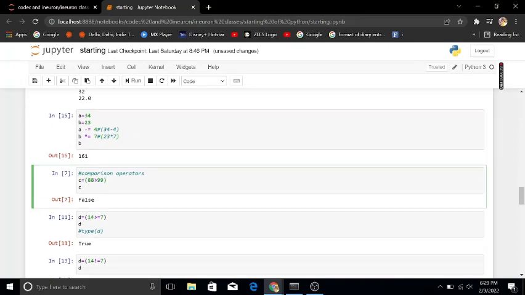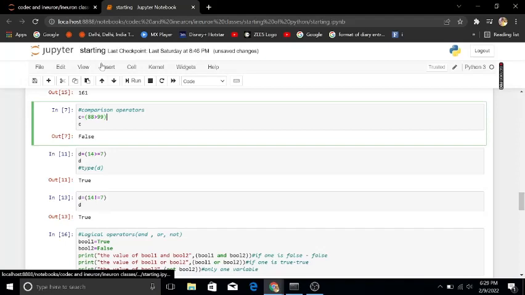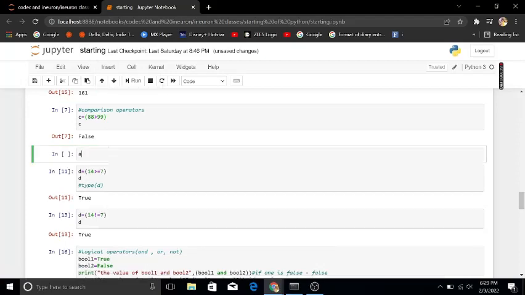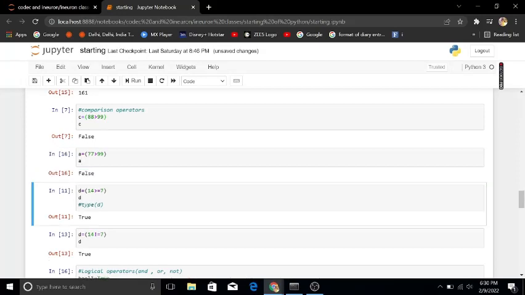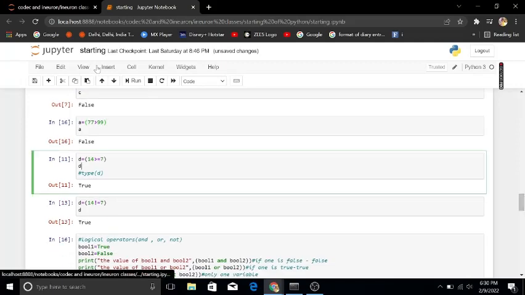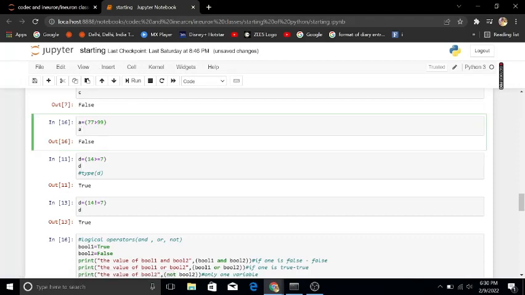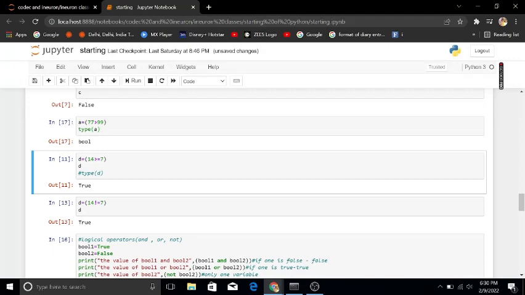Right. Then comparison operators. In this, let's say I have A equals, and I am giving here a number, 77 is greater than or less than 99. Our answer is, let's say, false, right? So this is very easy, guys. You can do it by yourself also. Then if I want to check what is the type of A, then the type of A is bool. As I told you before, guys, bool includes true and false, right? So if you are getting any true or false in this, then it is a bool.